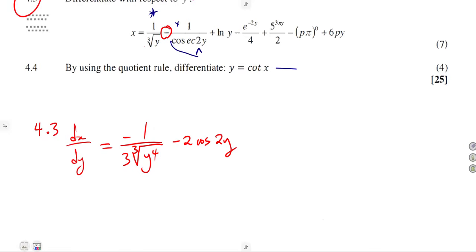Okay, the next part, it is the ln of y. It's already in simplest form. Remember, ln is 1 over y if you differentiate it.